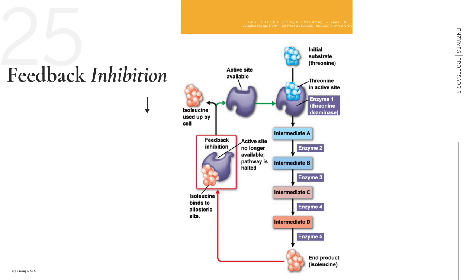Now here's the important part. Once the body has used up all of the end product, there will be no more isoleucine to inhibit the enzyme, and the metabolic pathway will be reactivated again to create more isoleucine. So this is a feedback regulation cycle.